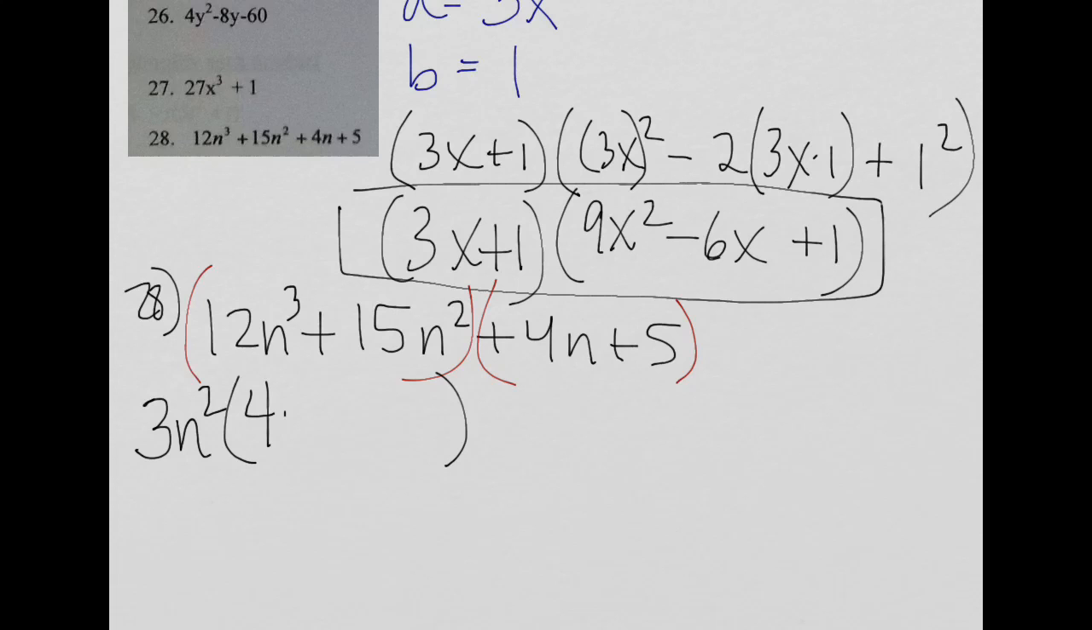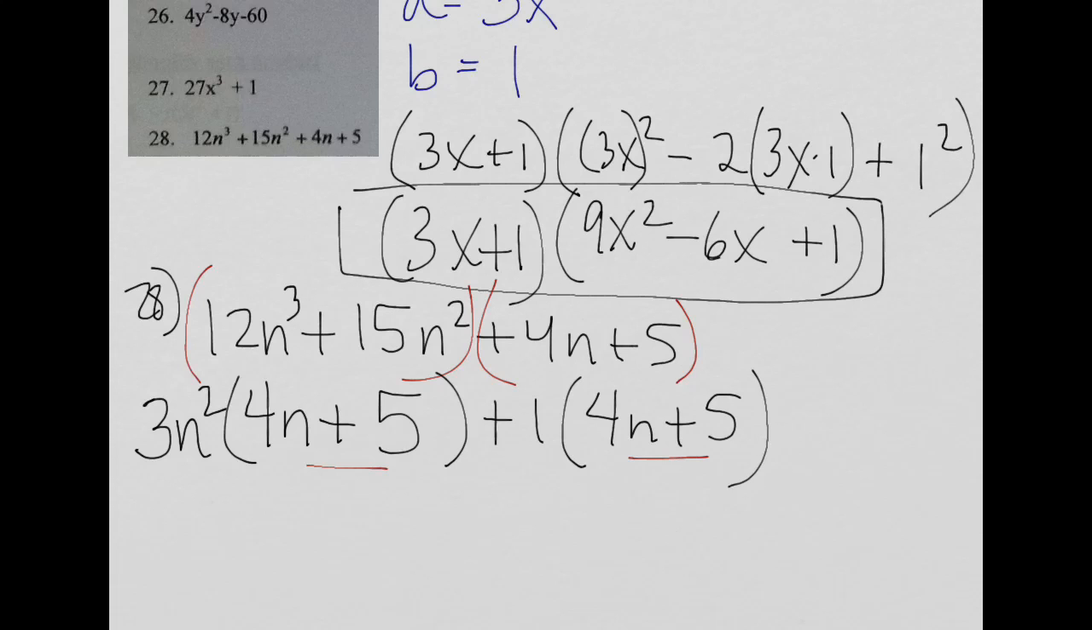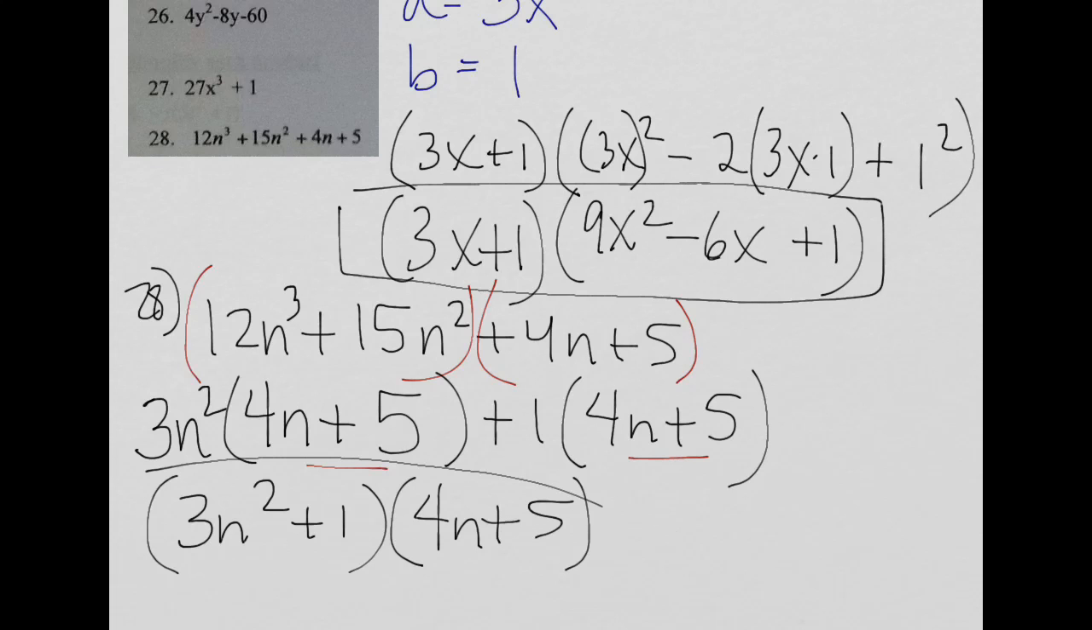I'm left with 4n plus 5. I can't pull out anything here except a 1. I'm left with 4n plus 5. This is what we want to happen, for them to be the same in the parentheses. So my final answer is 3n squared plus 1 times 4n plus 5. So there's my answer for 28.